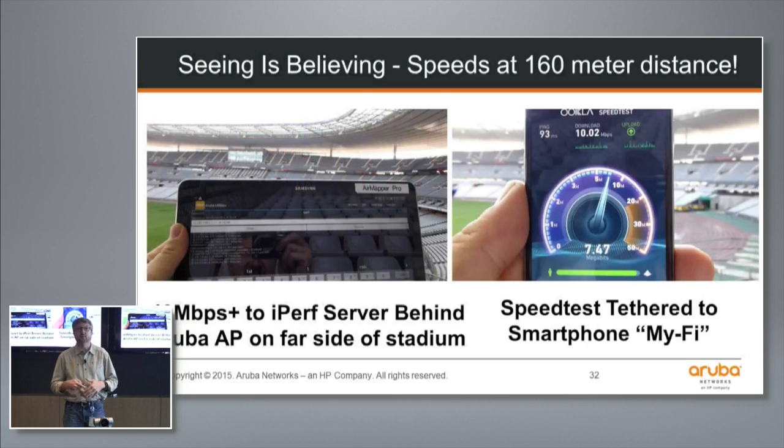In order to demonstrate this, again, we looked at the controllers earlier. I was at a stadium recently, and just to drive the point home, because people don't understand how far radio works. You all work with this every day, and you've got a good intuitive feel for it.